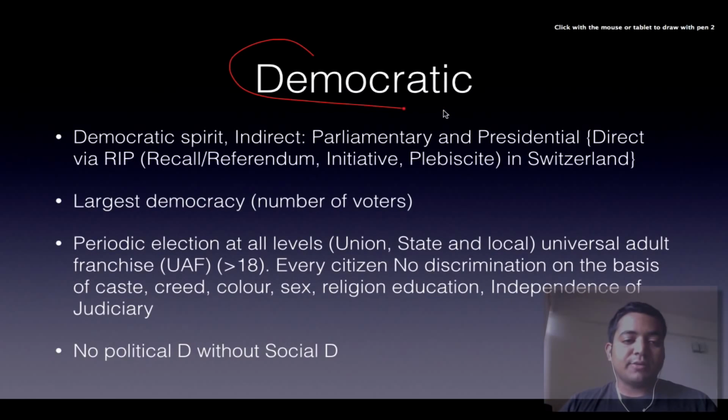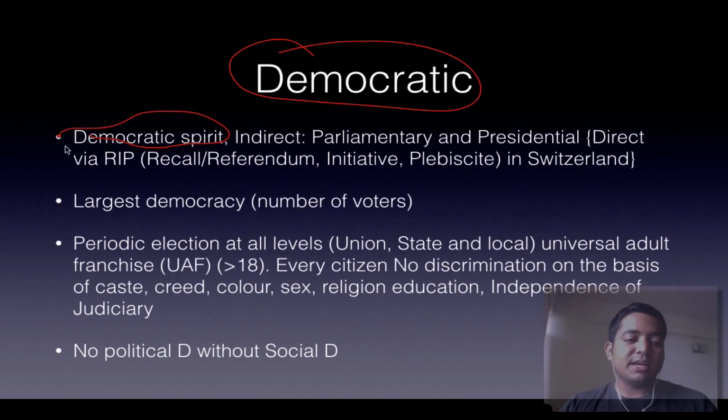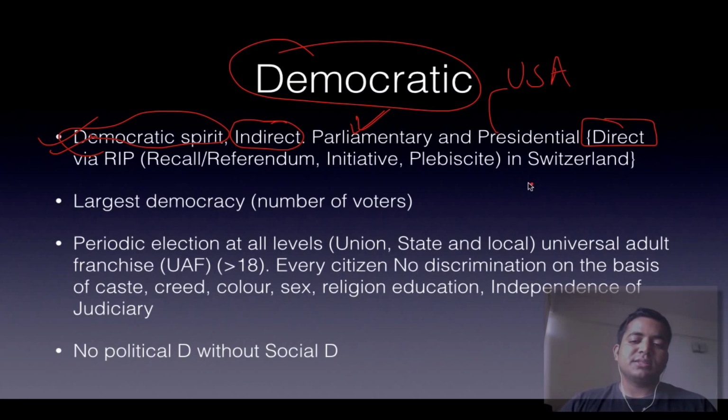Then we are very much democratic. Democratic spirit is there in the Indian constitution, which is embodied by the preamble. There are two types of democracies. One is indirect democracy, which can be parliamentary and presidential form. The parliamentary form is what is practiced by India, the presidential form by USA, etc. Then the direct democracy is practiced rarely, except in cantons of Switzerland, where it is practiced very highly.